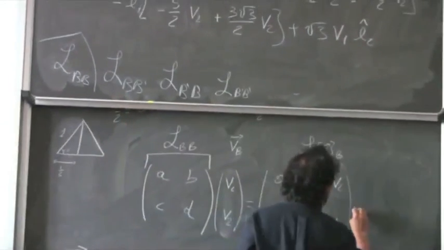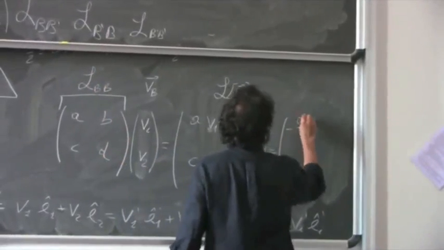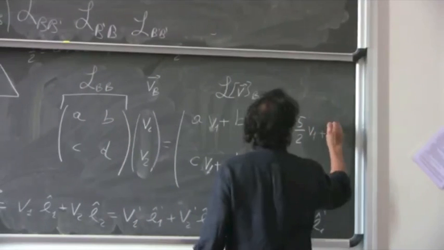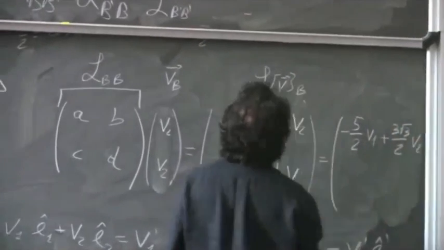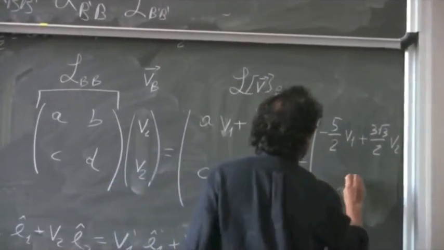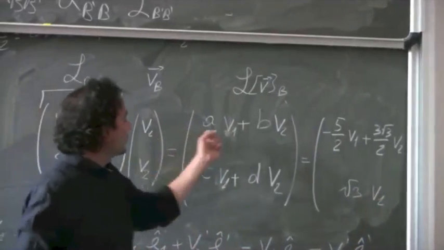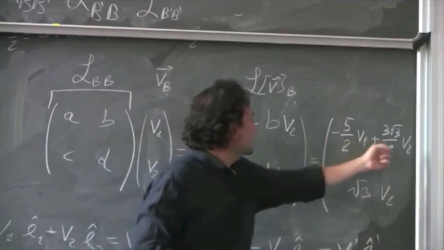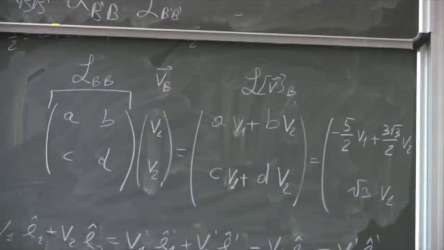That means that here we have the first component, we have minus 5 over 2 V1 plus 3 square root of 3 over 2 V2, and the second component is square root of 3 V1. You can impose now these two equations, this equal to this, and this equal to this, for every V1 and V2, because a representation should be good for every vector V.